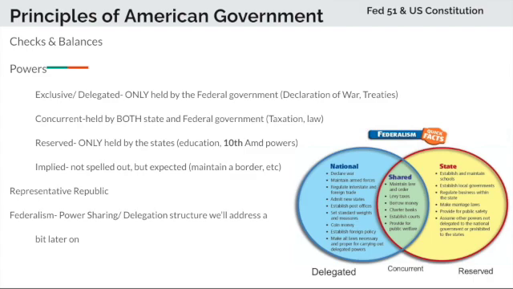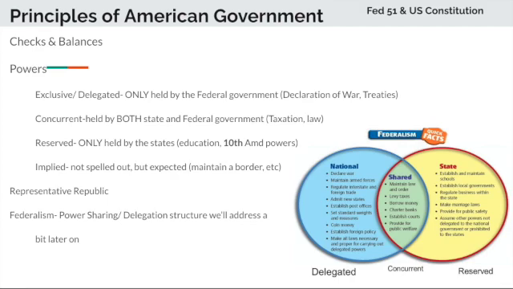Then you've got reserved powers. These are powers held only by the states. The federal government does not get to do this. One of the first Supreme Court cases we're going to talk about in a couple weeks, U.S. versus Lopez, is going to see this happen. It is a battle between the federal government arguing for the Commerce Clause and state governments arguing for reserved powers. And we'll see who comes out on top there.